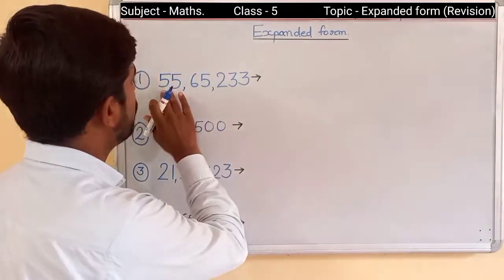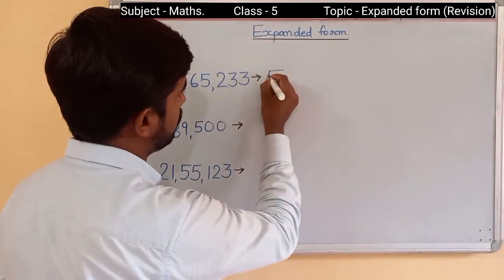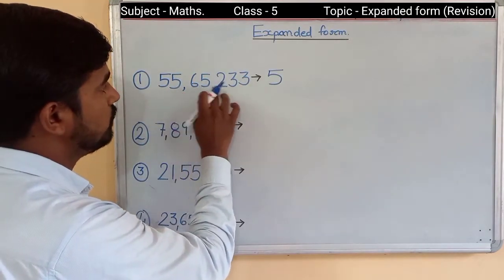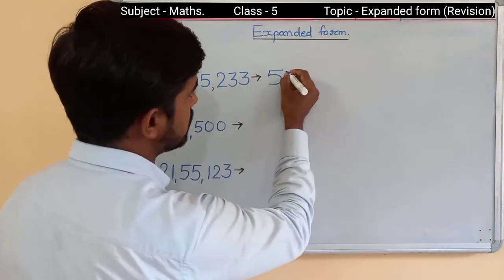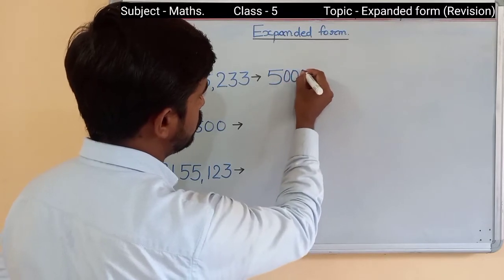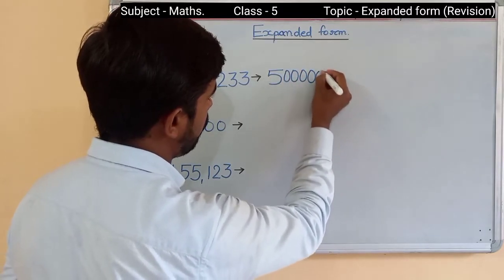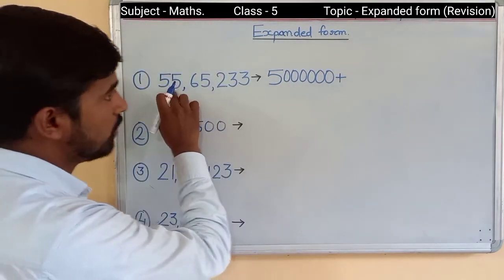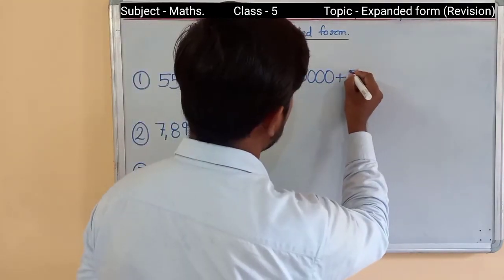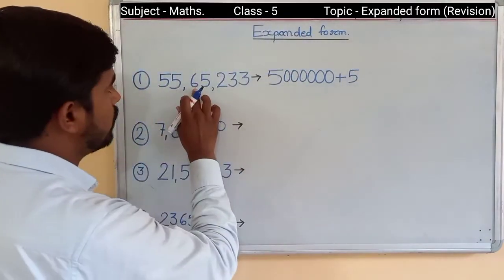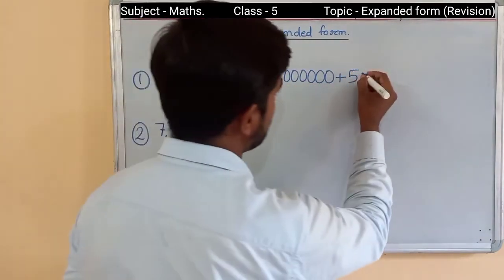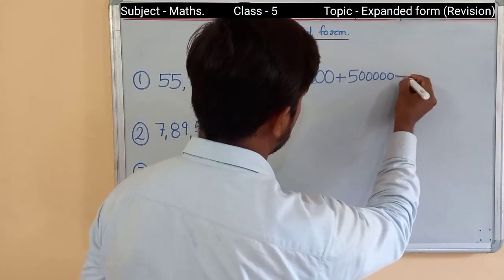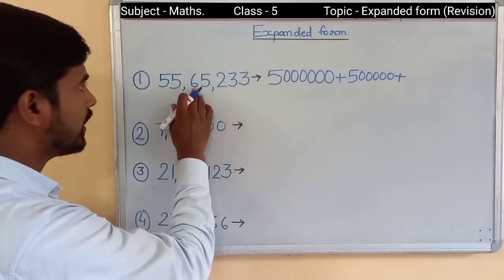Okay, so first write this 5 and count the digits behind the 5. 1 2 3 4 5 6. So place 6 zeros. Okay, children. Now on the second, again write this 5 and now count the digits. 1 2 3 4 5. Place 5 zeros. Now again this one 6.